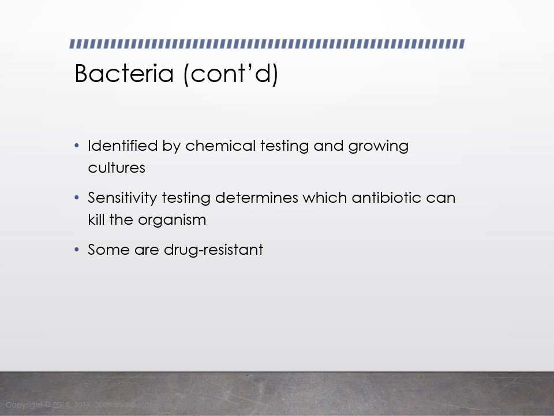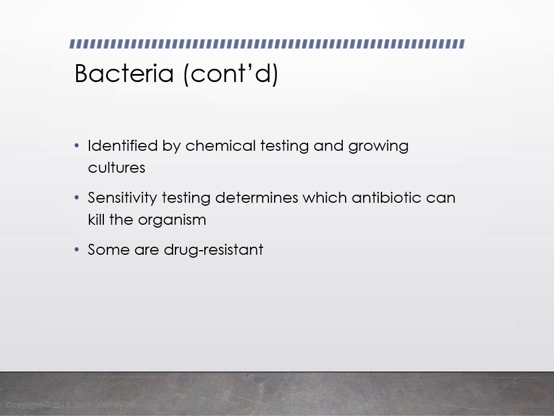Bacteria can be identified by chemical testing and growing cultures. So cultures. This is important for you guys to know as nurses. A culture is where a body secretion, for example, from a wound, or maybe even from the throat, is transferred to a medium where it can grow. So they basically grow out a culture. A sensitivity test is then performed to see what antibiotic is effective against that bacteria.